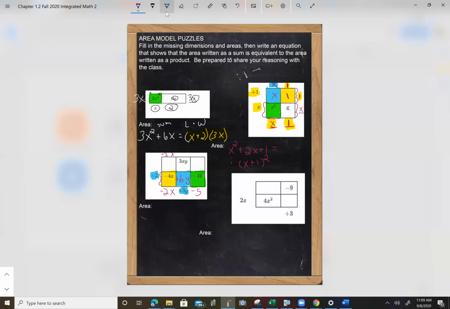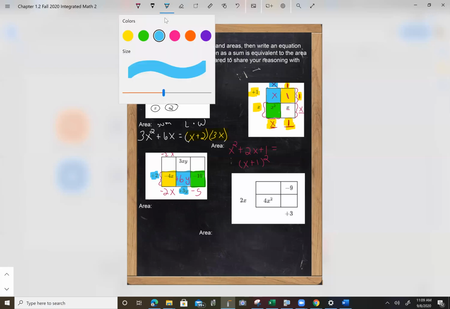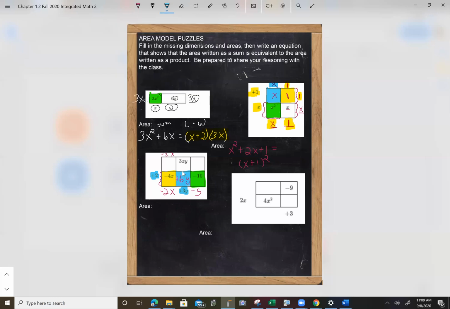So let's look up here. I'm running out of colors to use. Pink. Let's do a pink. Whoops, didn't make it pink.